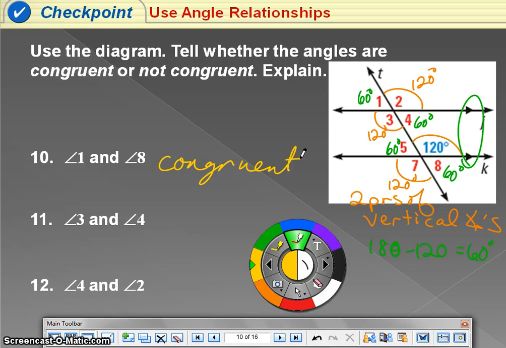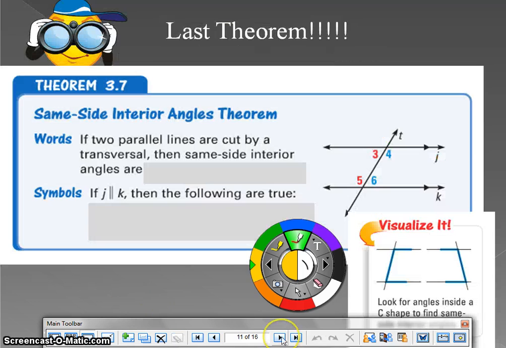So angle 3 and angle 4. 3 is 120, 4 is 60. So that's going to be not congruent. 4 and 2. 4 we figured out is 60, 2 we figured out is 120. So that's going to be not congruent also. Okay, but we had to figure out the measures in order to figure out whether they were congruent or not.